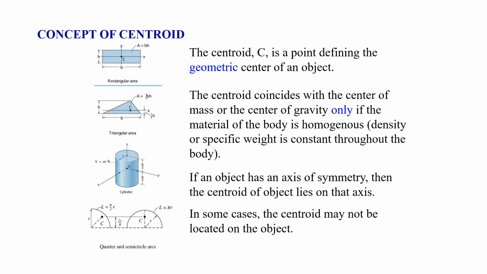If an object has an axis of symmetry, it's important to understand that the centroid of the object lies on that axis. That's a huge deal. Many of the geometries that we consider do have symmetry, and you immediately know that the centroid lies along that axis of symmetry. In some cases, the centroid may not be located on the object.